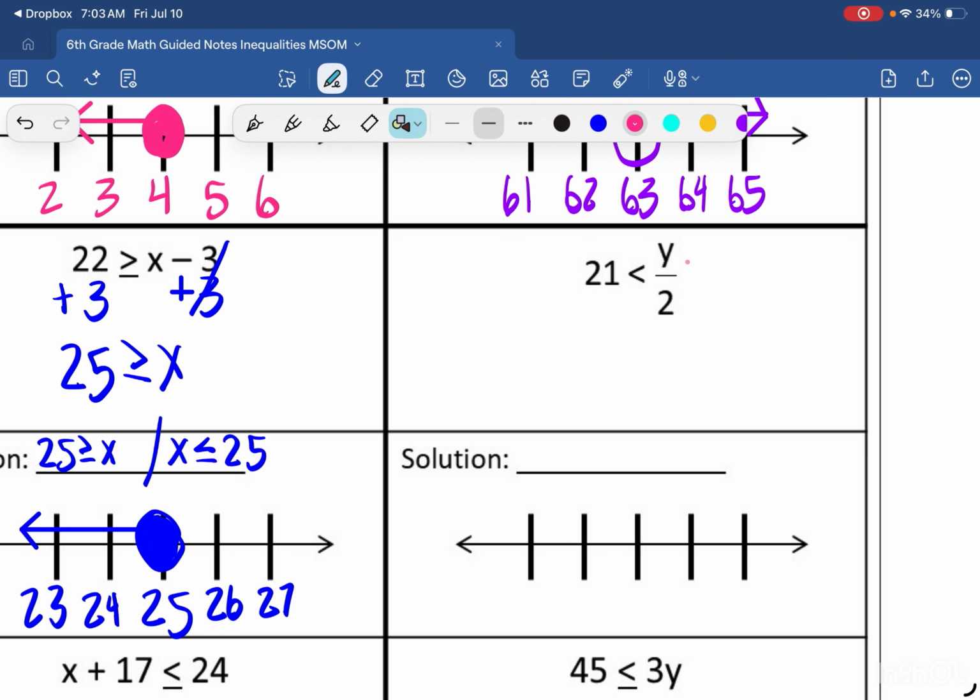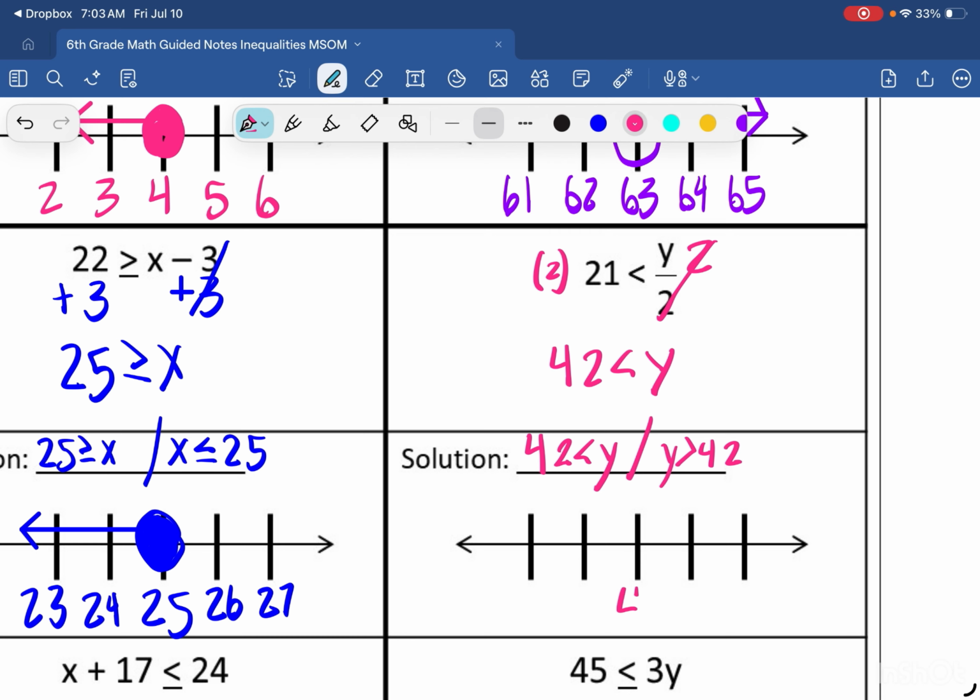21 is less than y divided by 2. So I'm going to multiply each side by 2, and that will give me 1y over there. Multiply by 2, so I get 42 is less than y. Or I could also write that as y is greater than 42. That means the same thing.